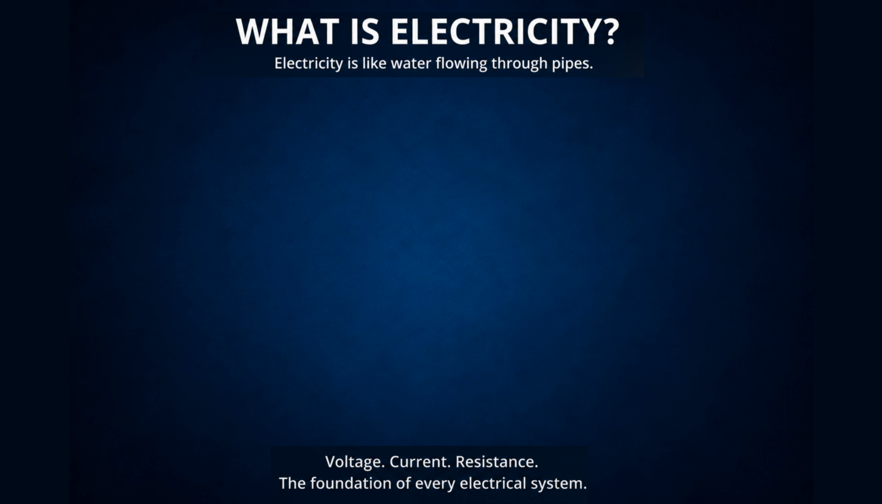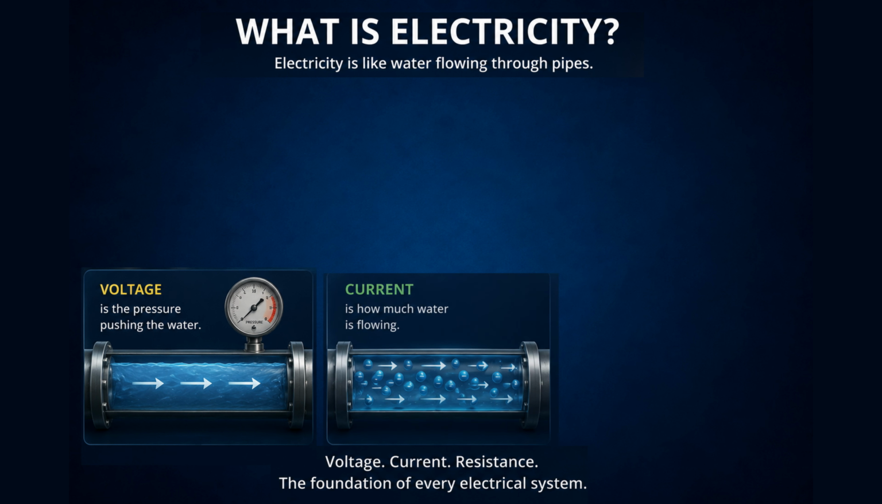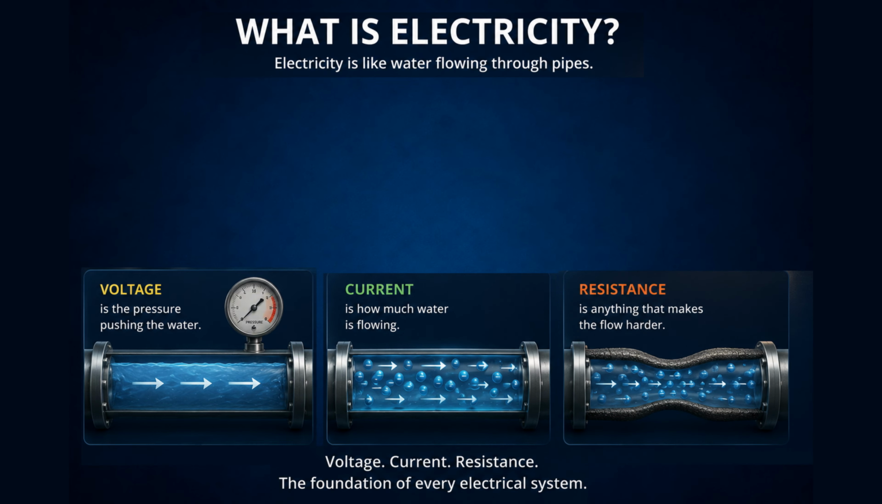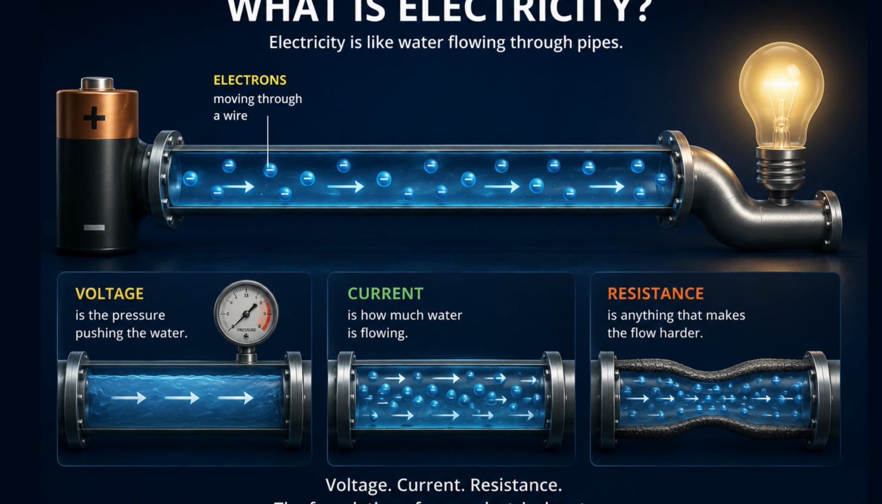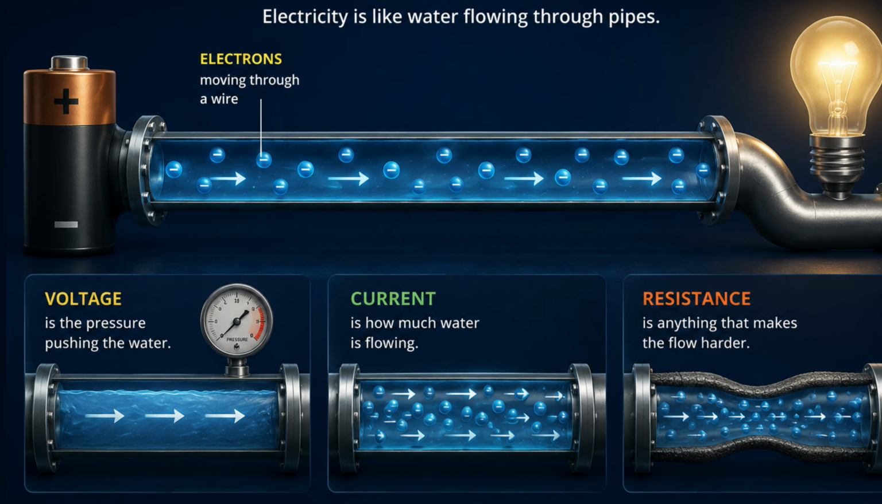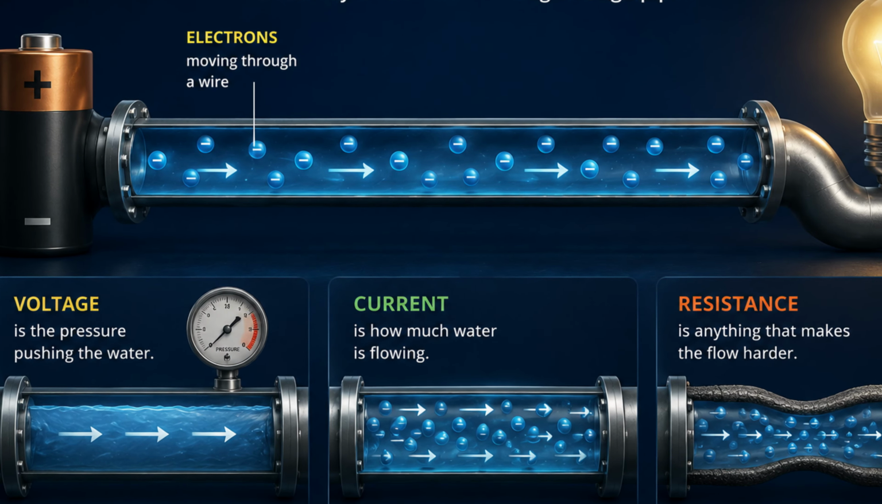Before we understand Ohm's law, we need to understand three basic things: voltage, current, and resistance. Think of electricity like water flowing through pipes. Voltage is the pressure pushing the water. Current is how much water is flowing. And resistance is anything that makes the flow harder. That's it. Those three ideas are the foundation of almost every electrical system on Earth.